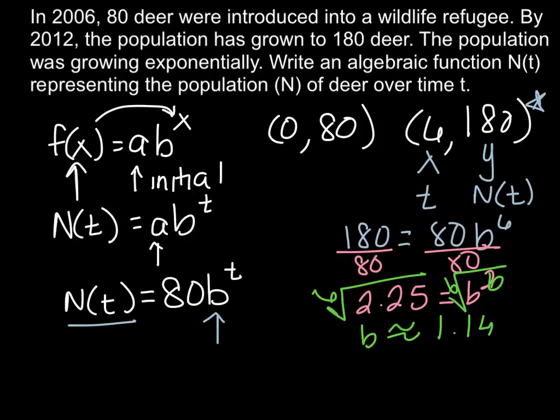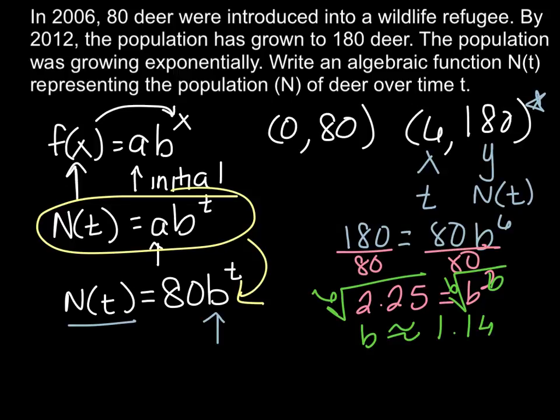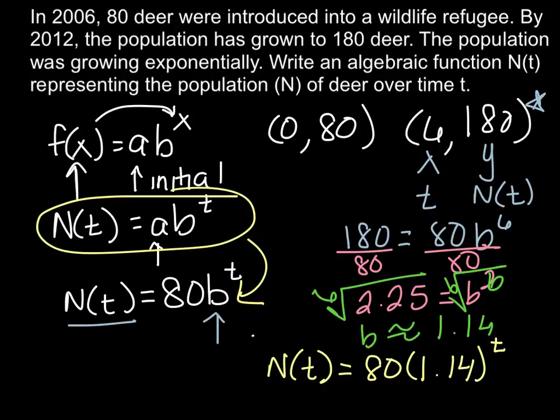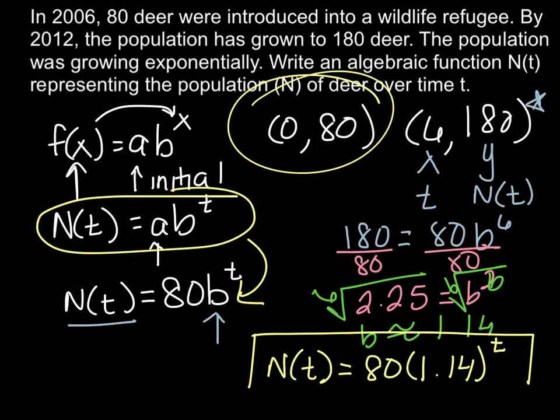The equation goes back to looking like this, remember? Or even better, this: N sub t equals 80 times 1.14 to the t. Now you cannot multiply 80 times 1.14, because we have to follow order of operations. When I plug in, for example, 0 for t, I would say 1.14 to the 0 power times 80, and that will give me this 80.